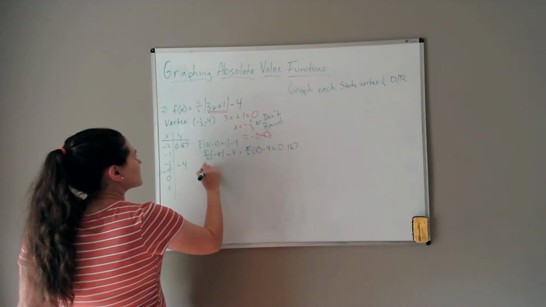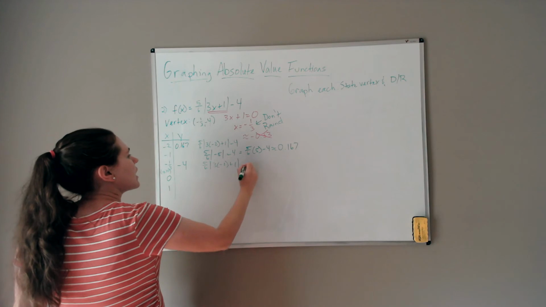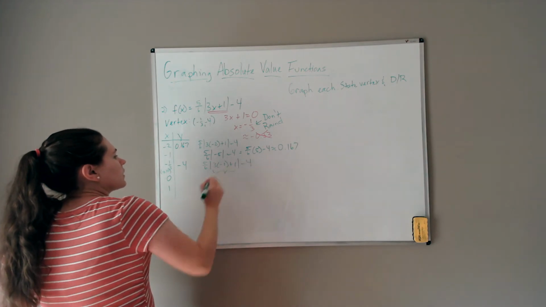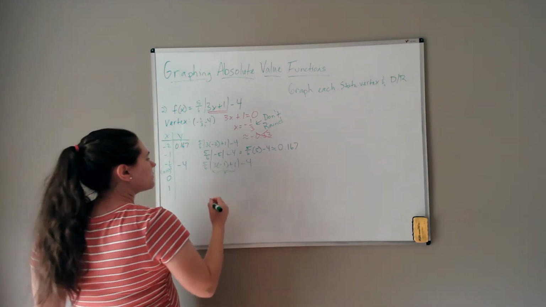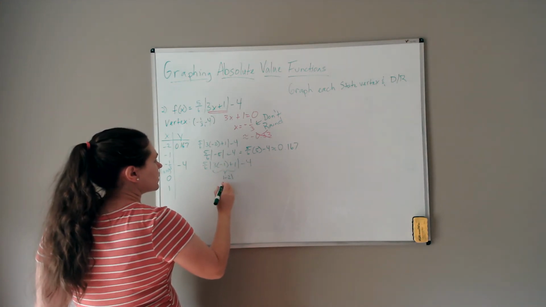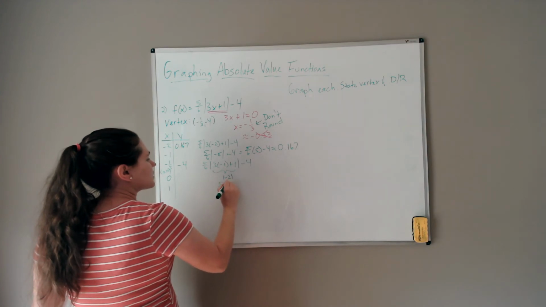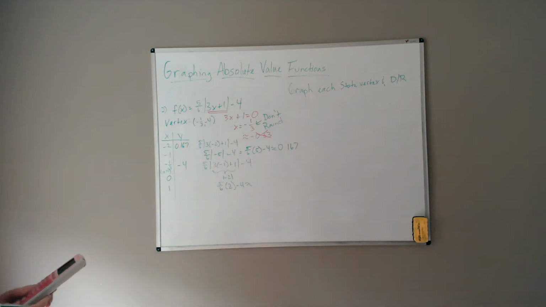So 5/6 times the absolute value of 3 times negative 1 plus 1. And then take away 4. 3 times negative 1 is negative 3. Negative 3 plus 1 is negative 2. So this is the absolute value of negative 2. That's 2. So this is going to be 5/6 times 2 minus 4. Put that right in your calculator, and you can round that value.